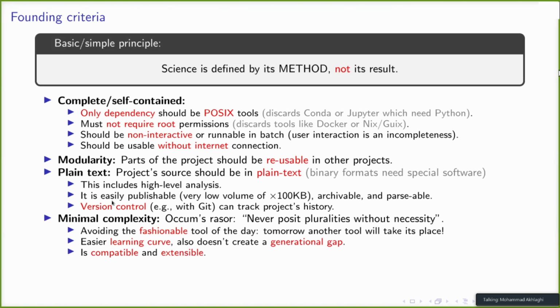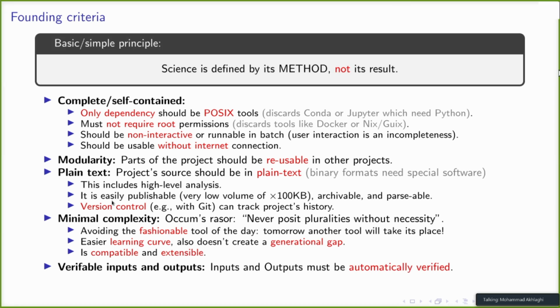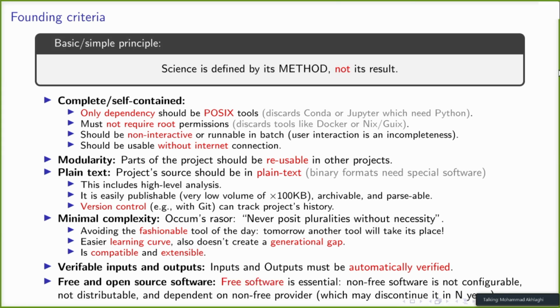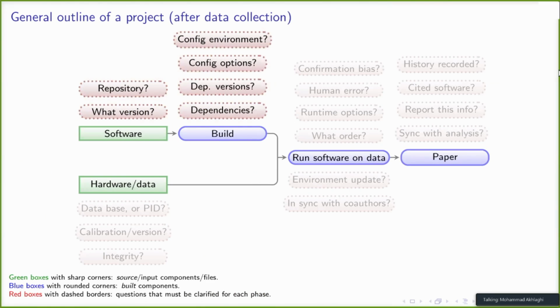It will also allow version control. It should be minimally complex. The inputs and outputs should be automatically verifiable. And finally, of course, it should all be free and open source software. If it's not free, yeah, I would argue it's not reproducible.